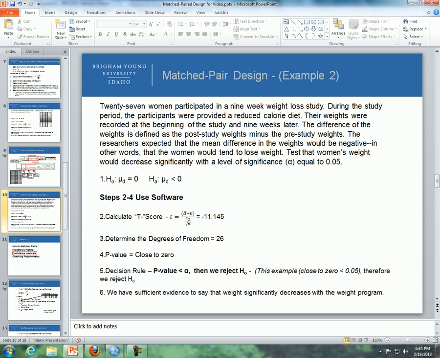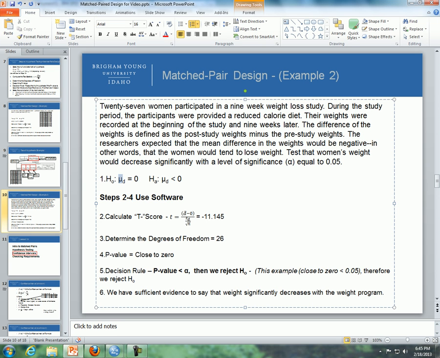Now step 1 is state the null and alternative hypotheses. So the mean of the differences equal to 0 is the null. And the alternative is that the mean of the differences is less than 0. We're looking for a decrease, so we would do a left-sided test. Steps 2, 3, and 4 are right here: the test statistic, the degrees of freedom, and the p-value.